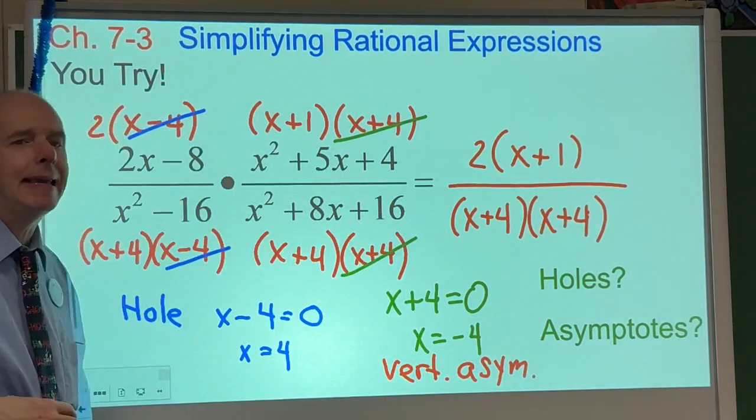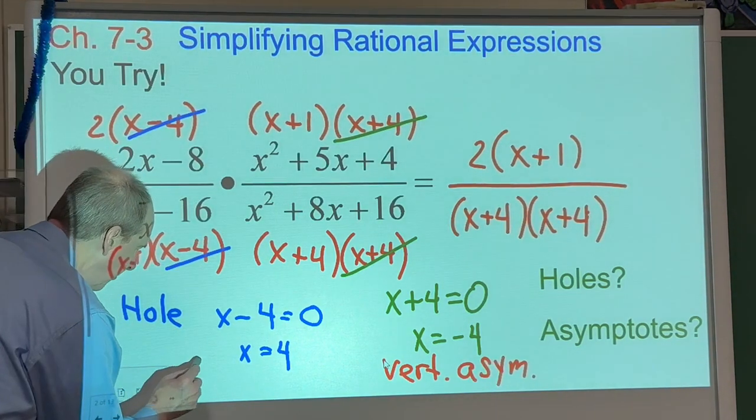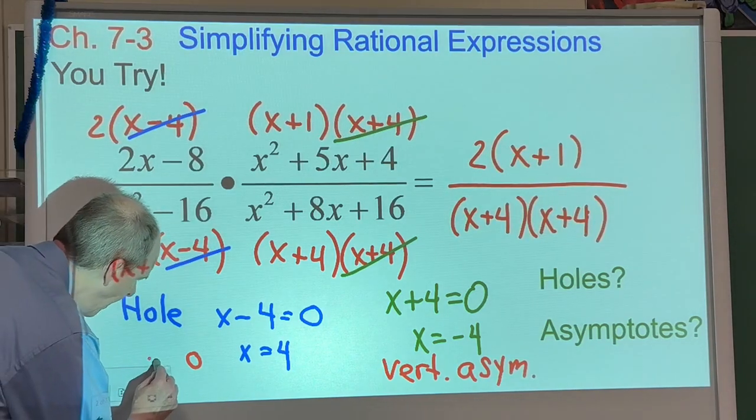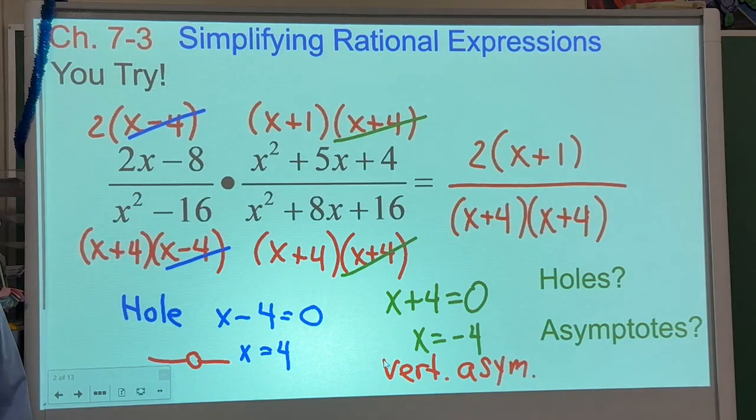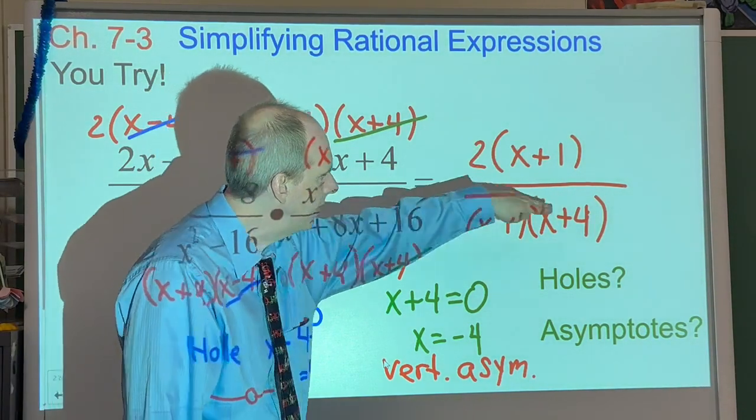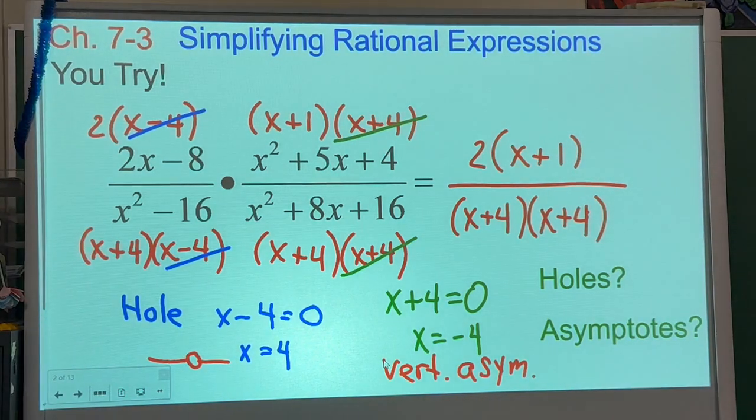A line that we can't cross, can't touch, never go through. Our hole, that's a missing point. It would look like this on my graph. A missing point. I have a graph coming along. I have a hole in it. I have the x. I plug that x in here and here and here to find out where the y value is for that missing point.